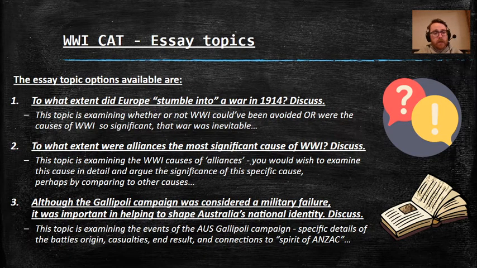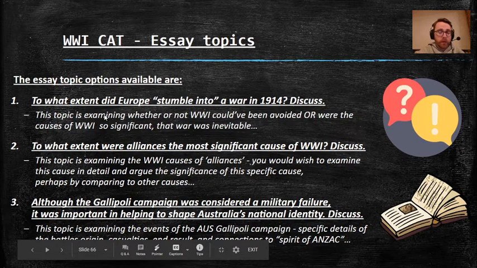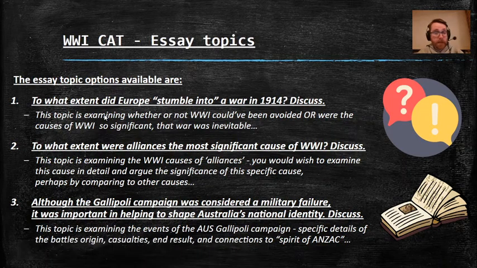I'll walk you through these 5 topics so you have a better understanding of your options for this CAT. Topic number 1: to what extent did Europe stumble into a war in 1914? Discuss. This topic is examining whether or not World War I could have been avoided, or were the causes of World War I so significant that war was inevitable? It was always going to happen. So you could rewrite topic 1 to say, could World War I have been avoided? Yes, no, or maybe. So you'd be looking at the causes of World War I and whether or not we could have avoided the war.